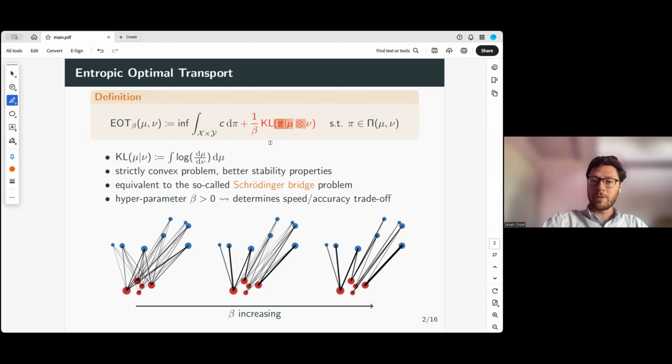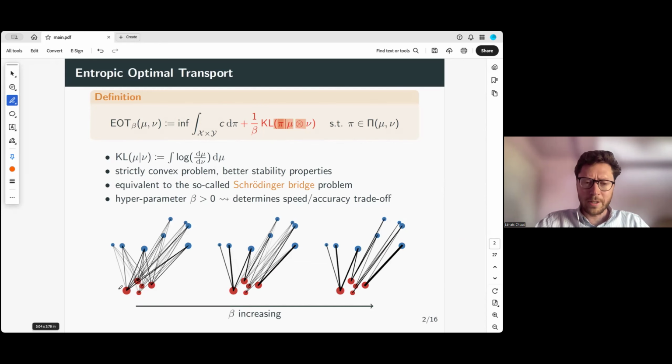So the smaller beta, the stronger the regularization, and the higher beta, the smaller the regularization. So when beta goes to plus infinity, you converge to the optimal transport cost. So you get a better approximation property if you want to approximate the optimal transport problem, but typically you will make the problem less strictly convex and it will be harder to solve.